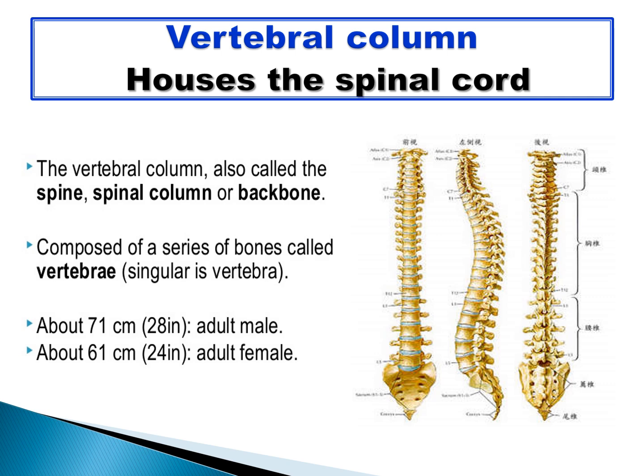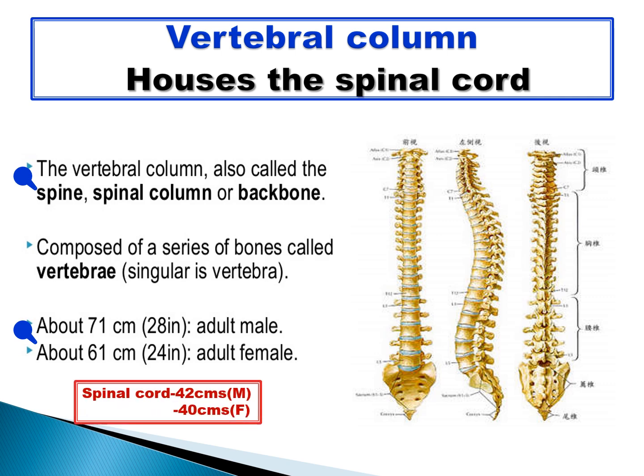The vertebral column is also known as the spine, spinal column or backbone. It's composed of a series of bones called vertebrae. The singular is vertebra. The length of the vertebral column is about 71 centimeters in an adult male and about 61 centimeters in an adult female. The spinal cord is around 42 centimeters in males and 40 centimeters in females.